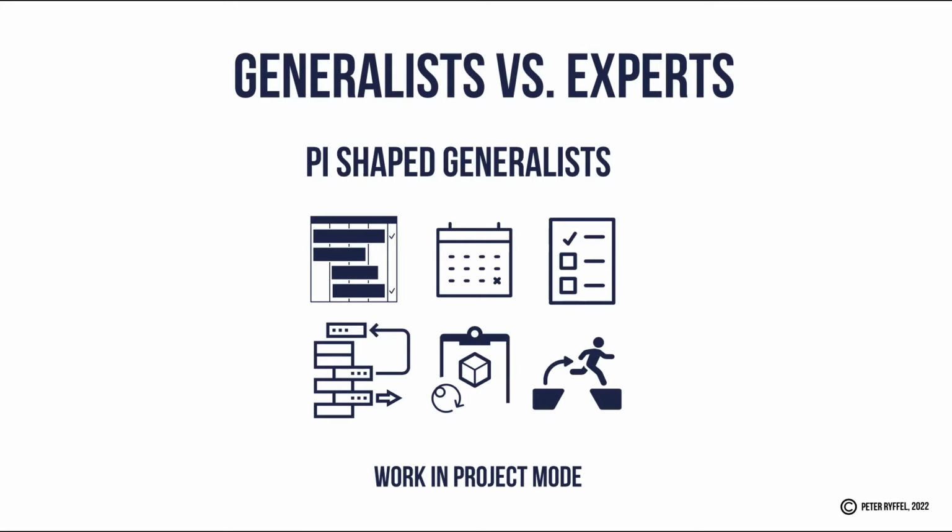Pi-shaped generalists work in a project mode and their activities are not linked to a specific function or department. The functional skill set required might change with each mission a pi-shaped generalist takes over. The work of a pi-shaped generalist is structured along project plans and project organizations.